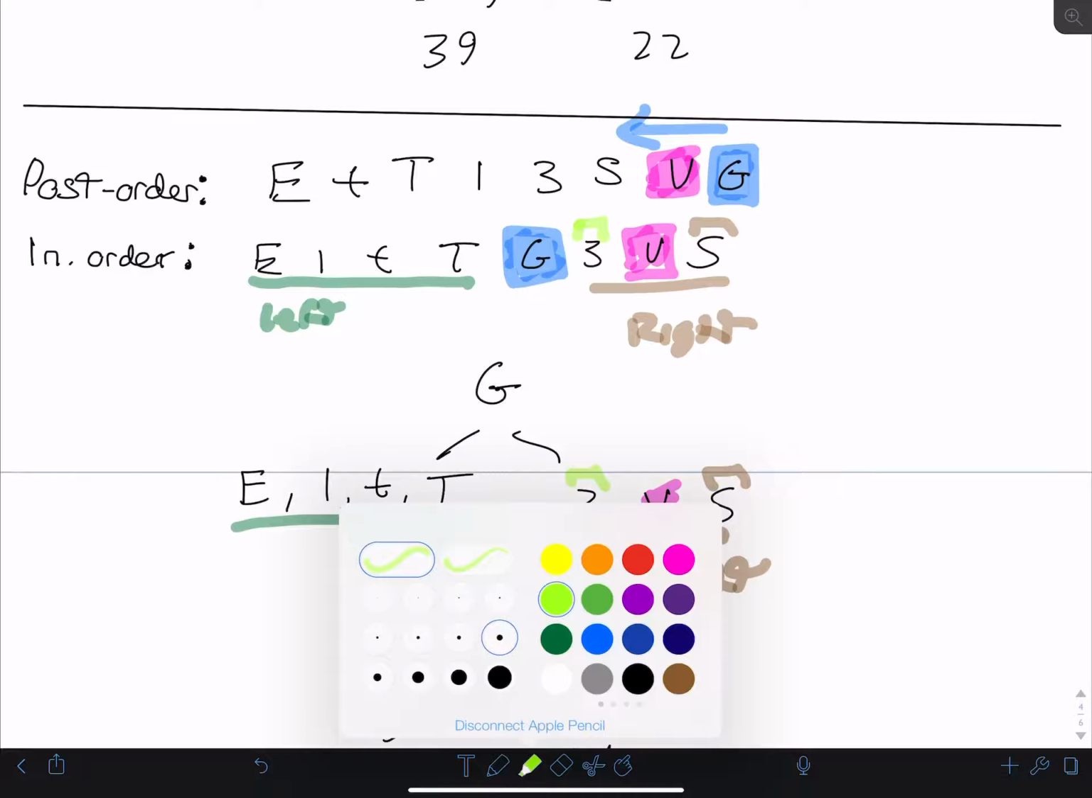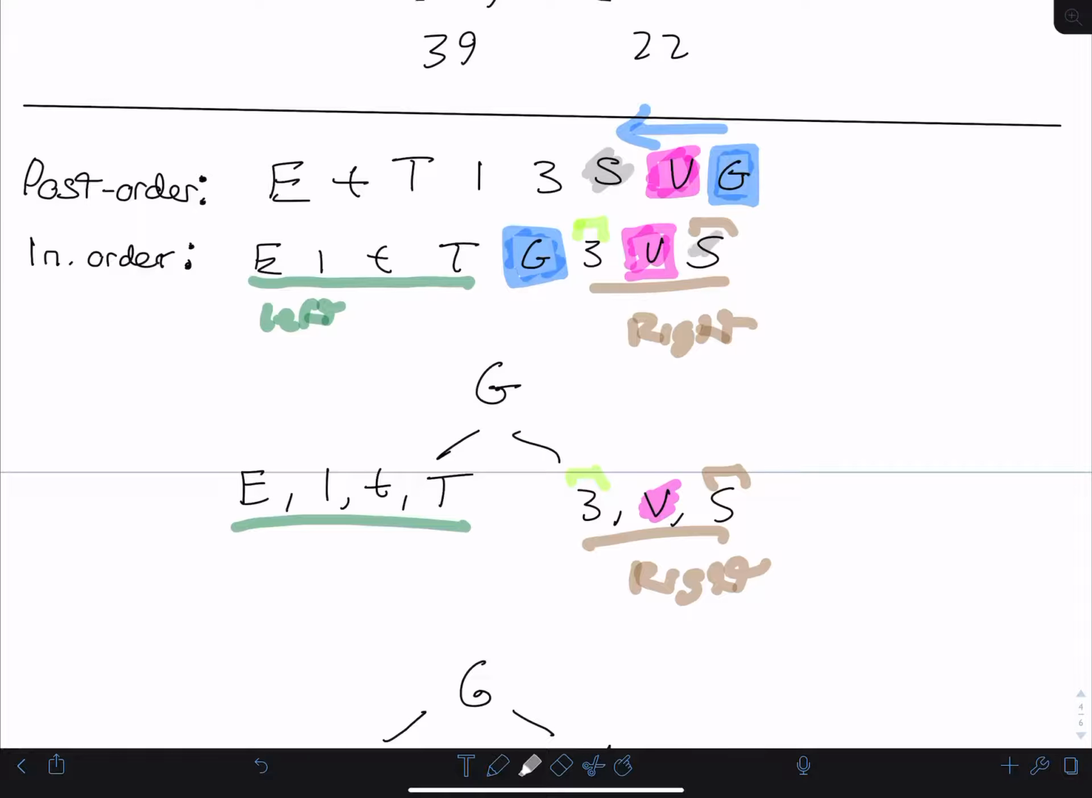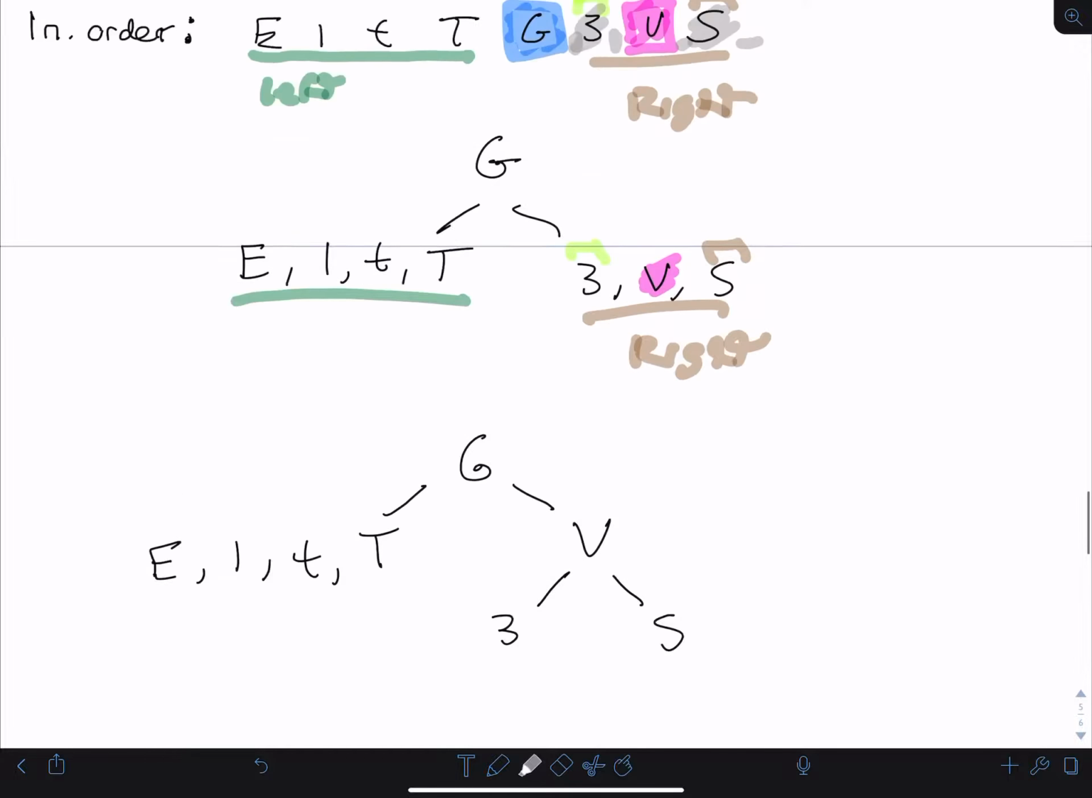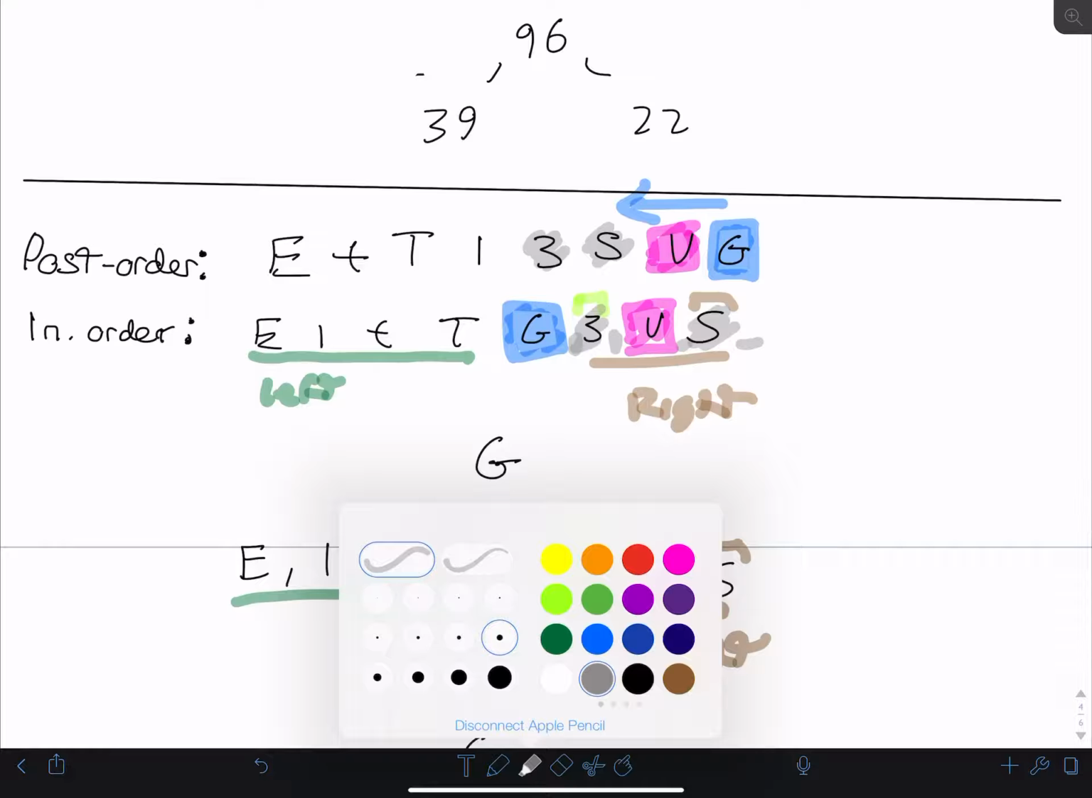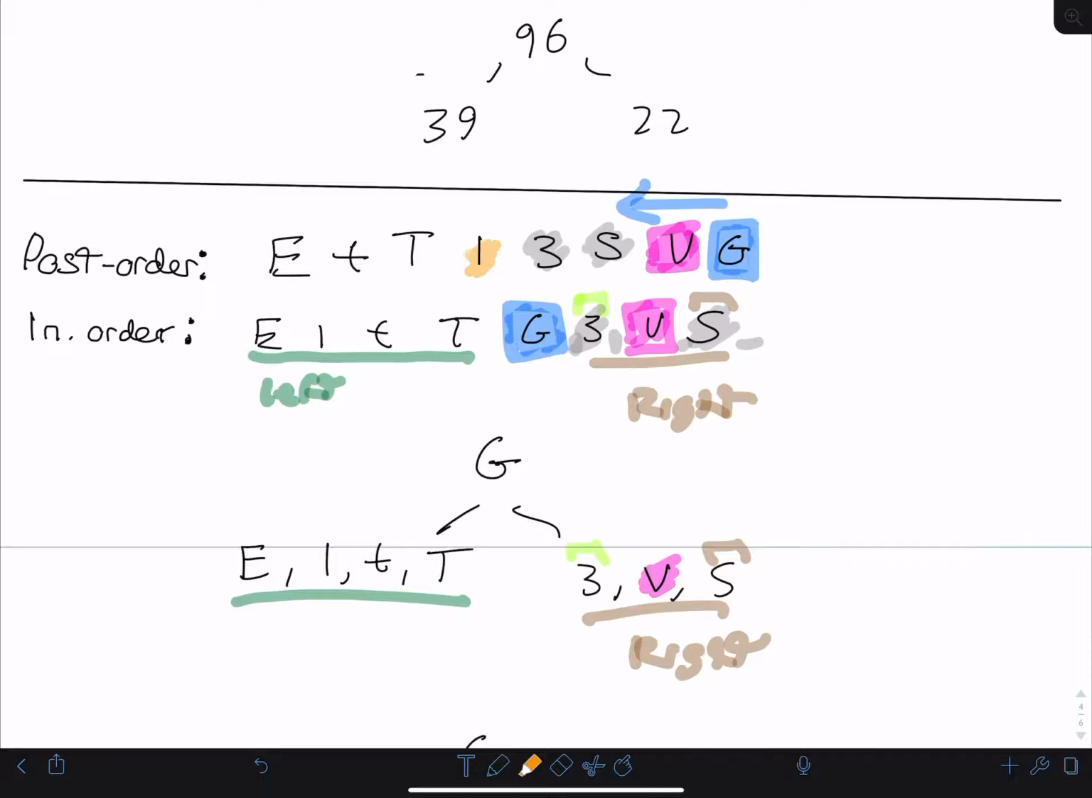Next, we are going to look at the S, but we already kind of saw that there's nothing here and nothing here, so there's no children. Then we look at the 3, and similarly, there's nothing here and nothing here, so that's just a leaf node. Nothing interesting there. It gets interesting when we get to the I, or 1, or whatever that is.